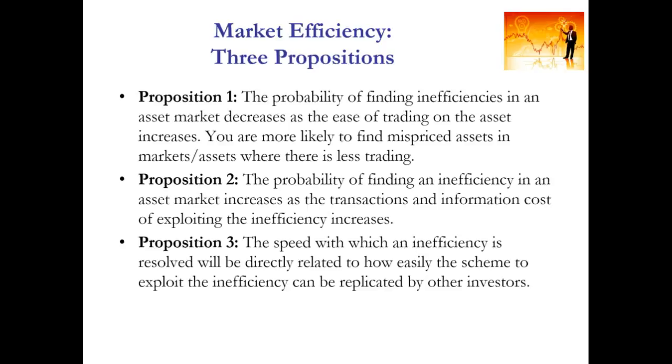Proposition number 3, the speed with which an inefficiency is resolved will be directly related to how easily the scheme to exploit the inefficiency can be replicated by other investors. So if you've got some mispricing that can be really easily exploited, chances are lots of people are going to replicate that strategy. Everyone's going to be in there trying to profit for themselves, and the opportunity will disappear quite quickly.